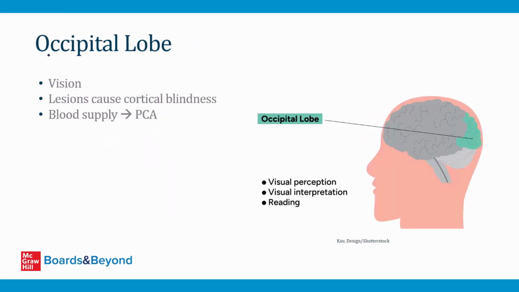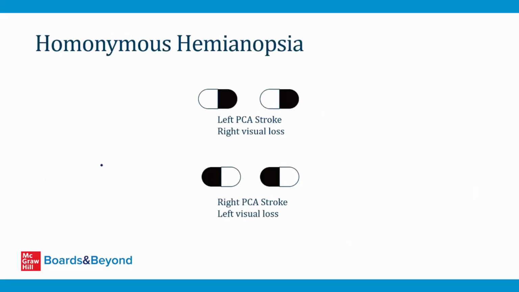Okay, and then our final lobe is the occipital lobe, which is found in the back of the cortex, the region shown in green here. This is important for visual processing. So lesions of the occipital lobe cause cortical blindness. I'll talk about what this means in a second. The blood supply to the occipital lobe is via the posterior cerebral artery, and so strokes involving this vessel are what can lead to occipital lobe damage and cortical blindness. So the visual field defect you get with cortical blindness from an occipital lobe stroke is called homonymous hemianopsia.